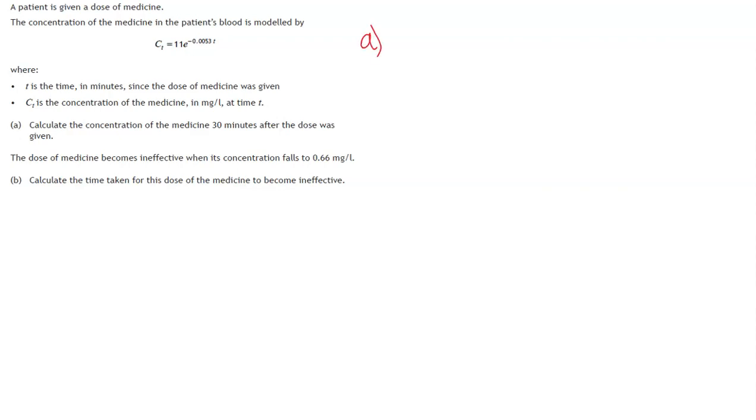Now part A wants to know what the concentration of medicine 30 minutes after the dose was. Now we know that t is how many minutes since the dose of medicine was given. So in this case we know that t is going to equal 30. So what that means is that Ct is going to be given by 11 e to the power of negative 0.0053 times the t, which in this case is 30.